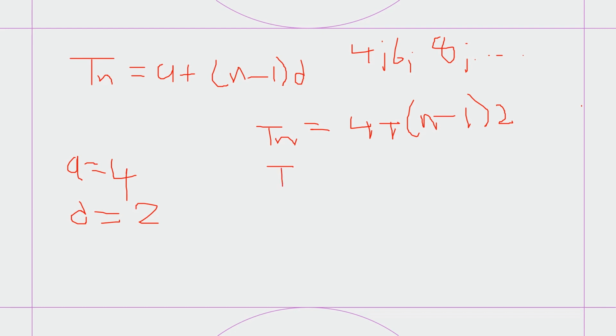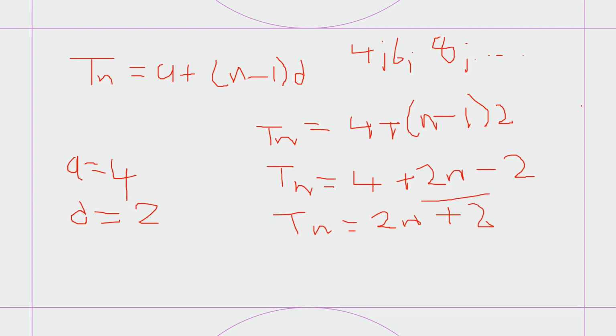So when you simplify here, you're going to have 4, and then this 2 will multiply n, then you will have plus 2n, and then also this 2 will multiply with -1, of which you will have -2. When you simplify further, your general term will be 2n, and then 4 subtract 2, which is +2. This will be your general term.